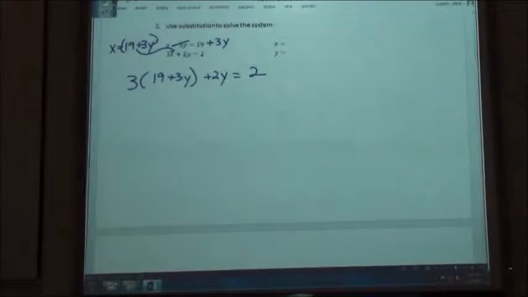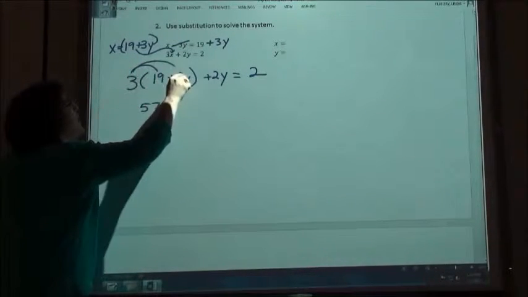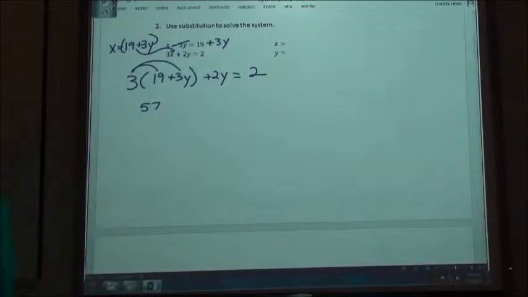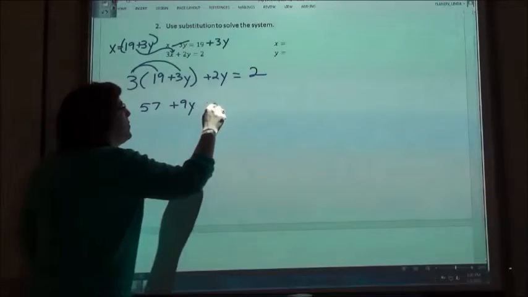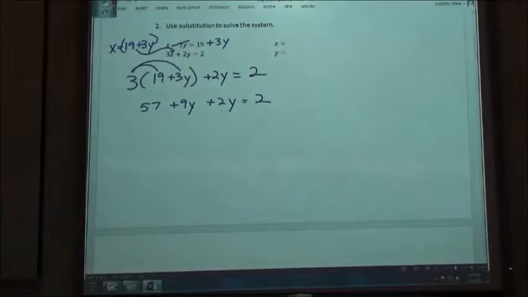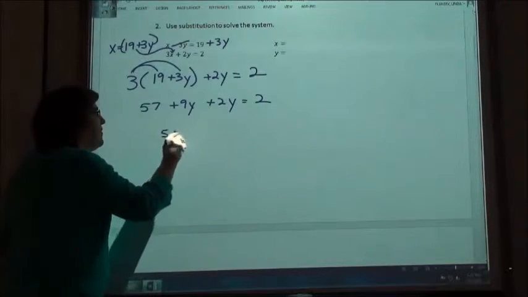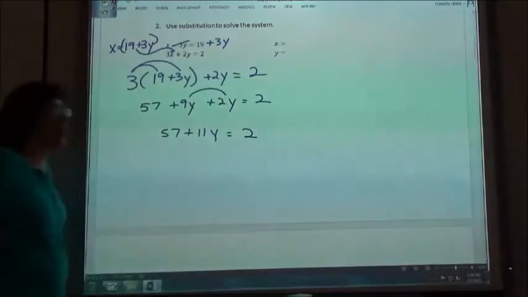down. In order to solve that, we have to start by using our distributive property. So 3 times 19 first, 57. 3 times 3y, 9y, plus 9y. And then we're going to bring down the plus 2y equals 2. That wasn't in the parentheses. Next thing we want to do, 57 plus 11y equals 2 because we combined our like terms.